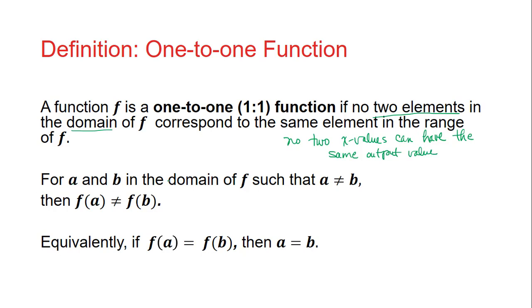So for a and b in the domain of f, such that a and b are not equal to each other, then their corresponding y values, f of a and f of b, cannot equal one another. Okay, so every value in the domain corresponds to a different y value. And equivalently, we can say that f of a equals f of b, that is, if two y values do equal, then it must be true that their input values are the same, that is, that a and b are also equal.